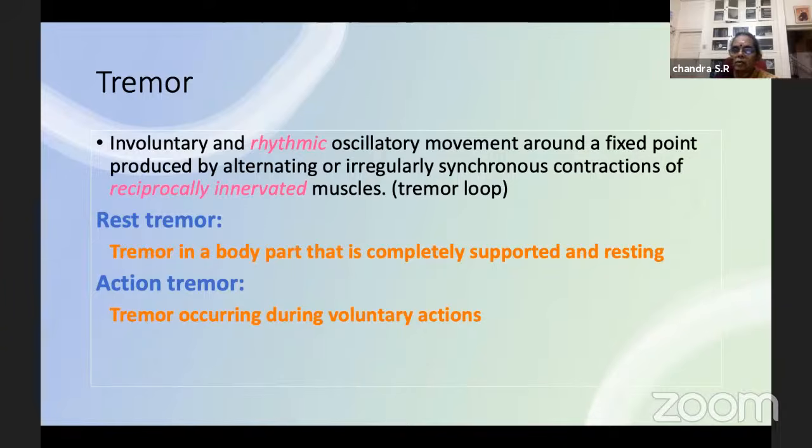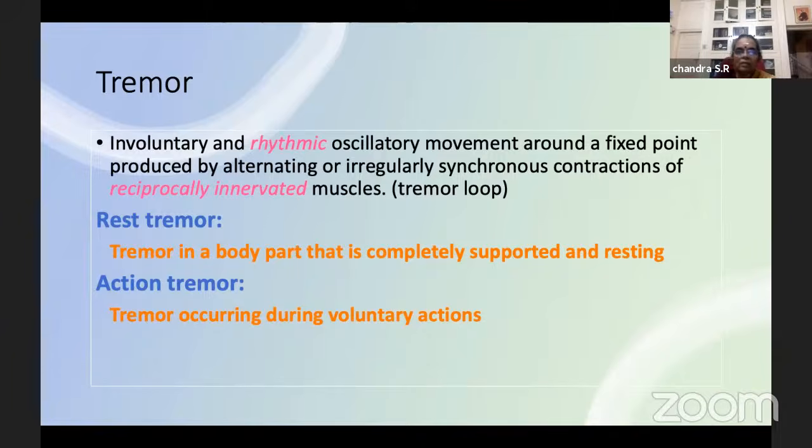So it will pull down. Then immediately the agonist will want to correct, so it will go up. So that is a rhythmic repetitive oscillatory movement around a fixed point produced by alternating or irregularly synchronous contraction of reciprocally innervated muscles. Reciprocally means one is the agonist and one is the antagonist. So reciprocally innervated muscles are alternatingly contracting much before they are told to contract. So that is tremor. What are all the types of tremor?